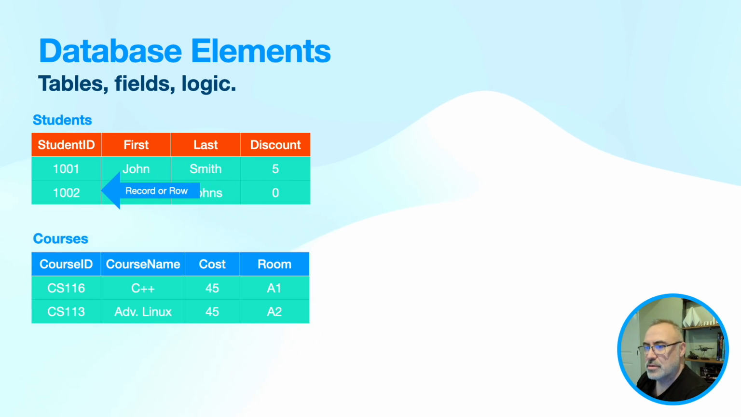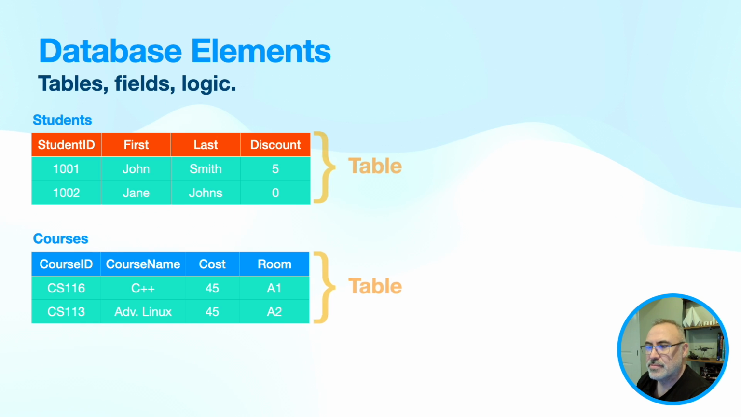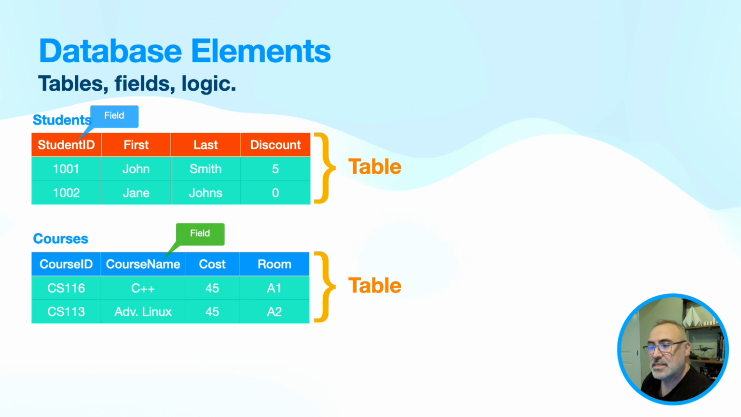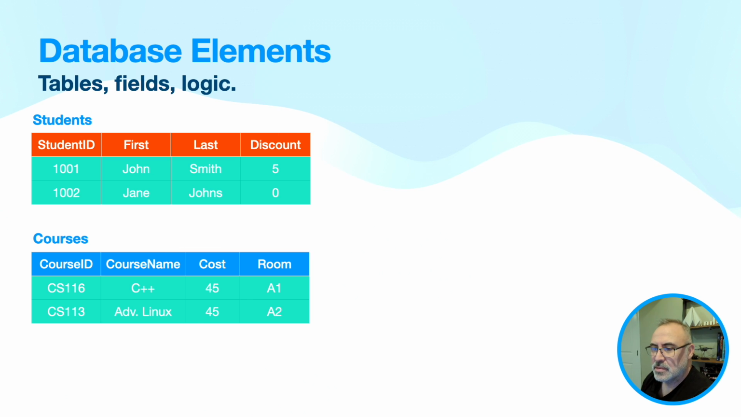Let's look at the structure of a simple database that keeps track of students and courses. The database contains two tables. The first table contains fields such as the student ID, their first name, last name, and a discount amount. We can add a record or row for each student in the school and for each one of the courses that the school wants to offer. The second table contains a list of the courses, of course, offered by the school.